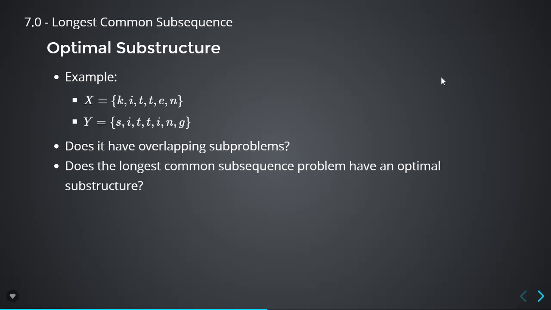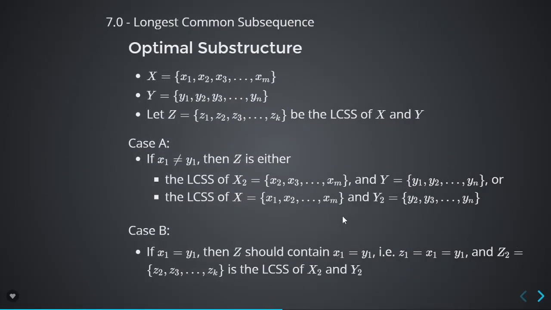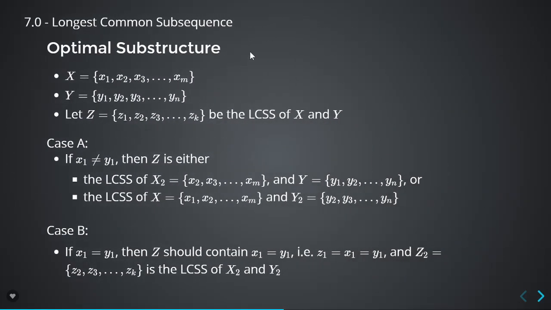As in, does the longest common subsequence problem have an optimal substructure? Well, we saw that it does have overlapping subproblems. Now, does it also have optimal substructure? Let's prove it. I took this proof from the textbook. I can't remember the page, but it's in chapter 15 about dynamic programming, so you can refer to it if you need more information.